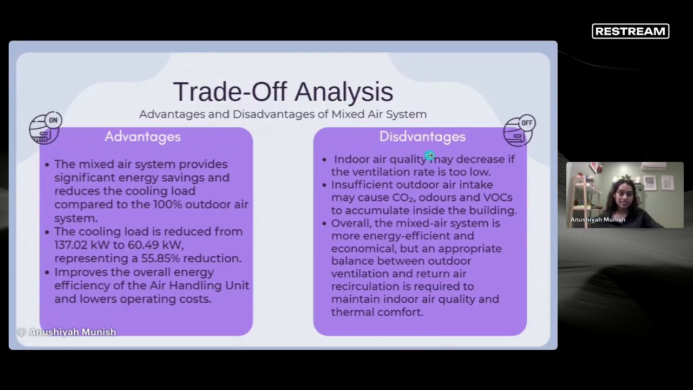The disadvantage is that indoor air quality may decrease if the ventilation rate is too low. Insufficient outdoor air may cause carbon dioxide, odors, and VOCs to accumulate inside the building. Overall, the mixed air system is more energy efficient and economical, but an appropriate balance between outdoor ventilation and return air recirculation is required to maintain indoor air quality and thermal comfort.